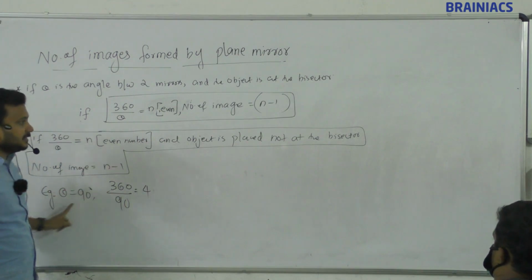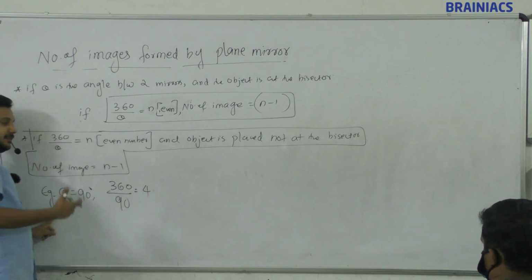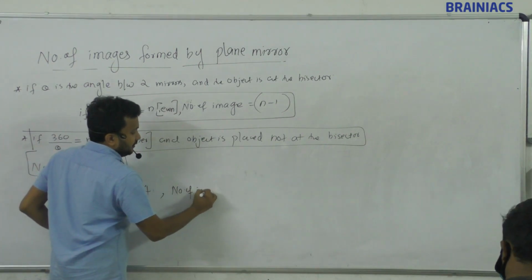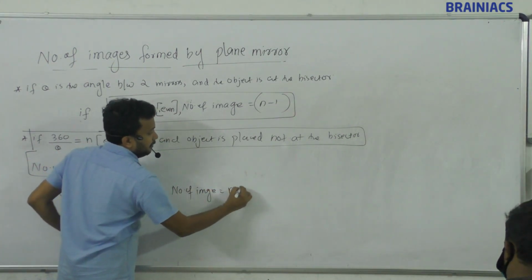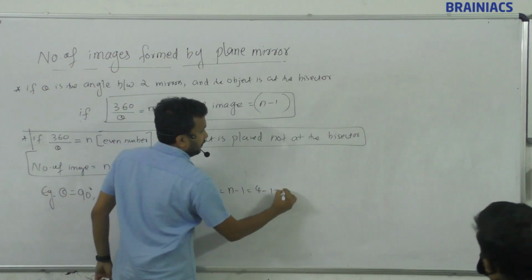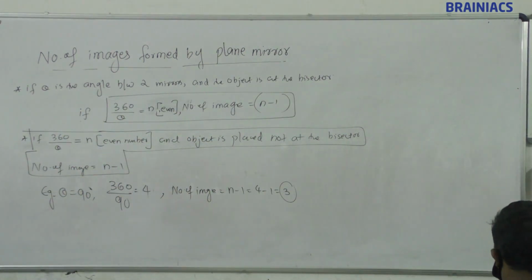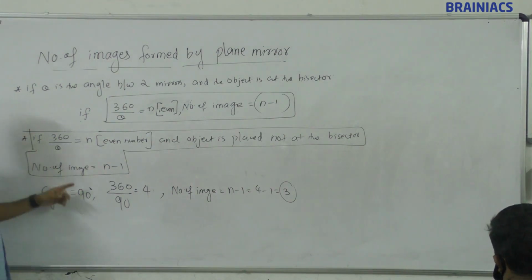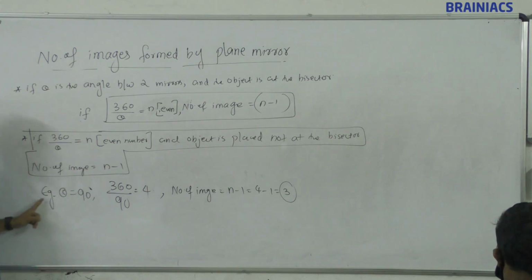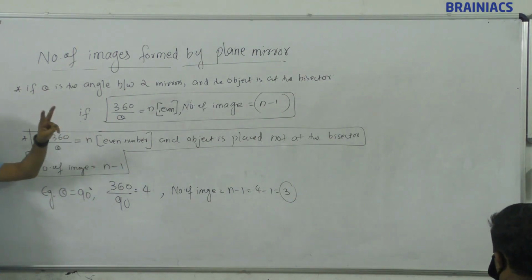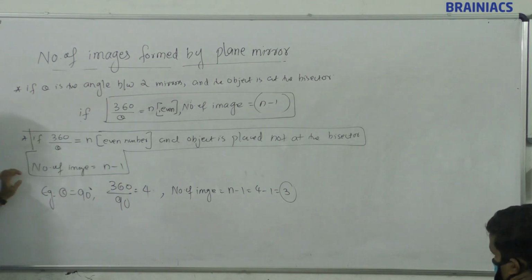An object is placed at the bisector. Number of images is how much? Number of images is equal to n minus 1, so 4 minus 1 equal to 3. Easy to remember that crisscross method, since sometimes the question will ask this. This formula will always give the number of images formed by two mirrors together, not separate.